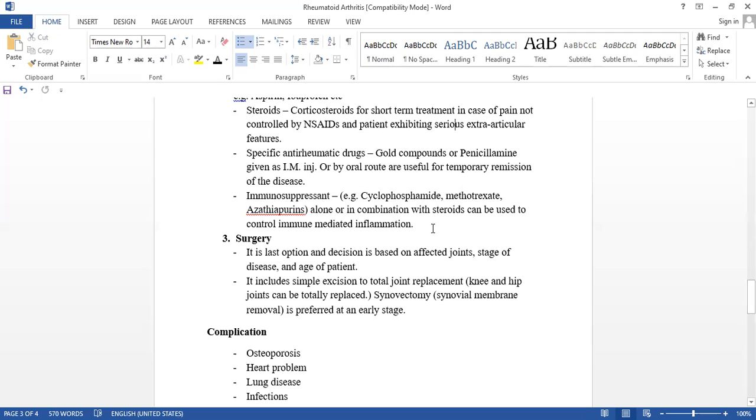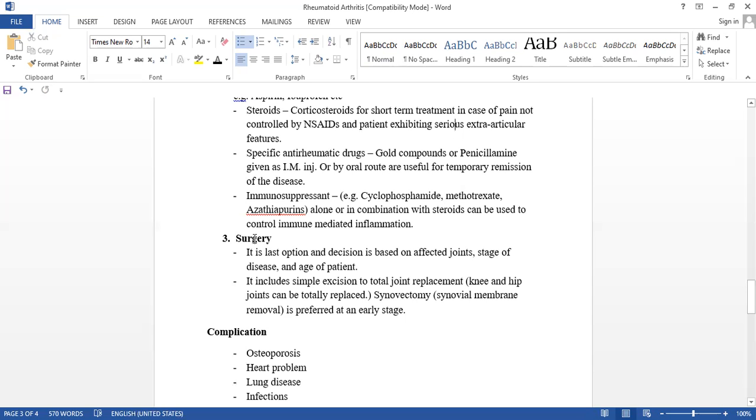How much can you remember? One or two is sufficient. Alone or in combination with the steroids, they can be used to control the immune-mediated inflammation. If there is immune-mediated inflammation, we have to control it by giving the immunosuppressants.